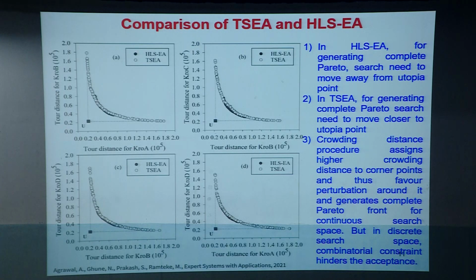But in the two-stage evolutionary algorithm, what are we doing? We generate the corner solutions initially, and these corner solutions are seeded. When we have generated the corner solutions, generating the in-between points is easy. Why? Because now you are moving closer to the utopia point. In the earlier case you were going away from the utopia point, and the algorithm does not favor that, isn't it? That is the reason why the two-stage evolutionary algorithm is able to generate the entire Pareto front without any problem, whereas the hybrid local search evolutionary algorithm only generated part of the Pareto front.